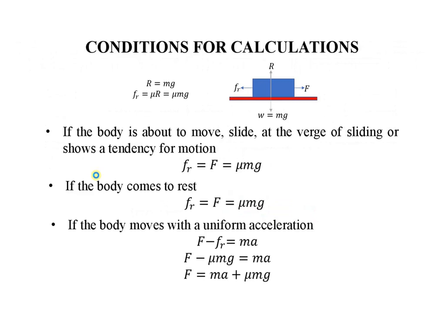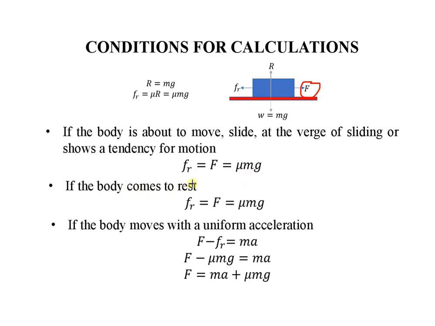Let's look at conditions for calculation. Let's say we have a force that is parallel to the plane, and the plane is horizontal. So if the body is about to move, at the verge of sliding, or shows a tendency for motion, then because the body has not moved, just about to move, the frictional force will be equal to the force applied to the body, which is equal to μmg.